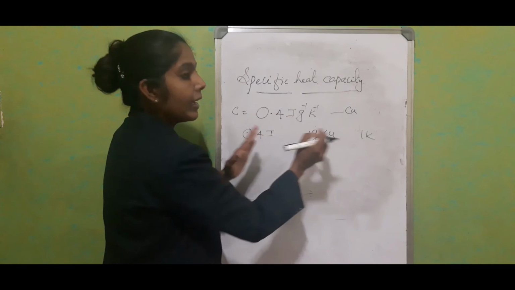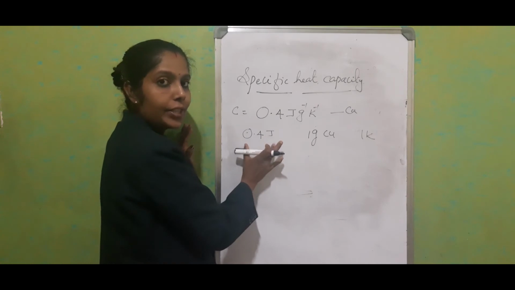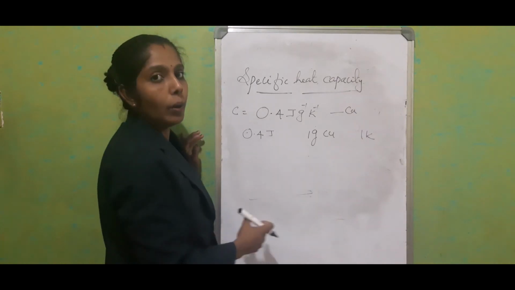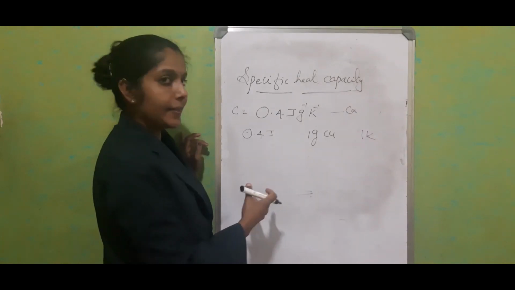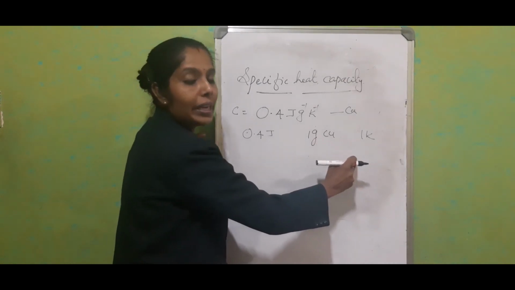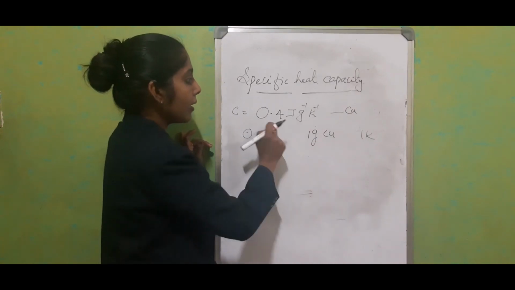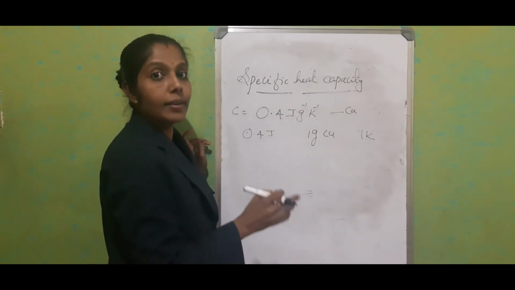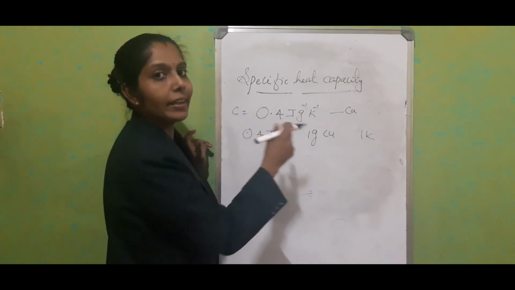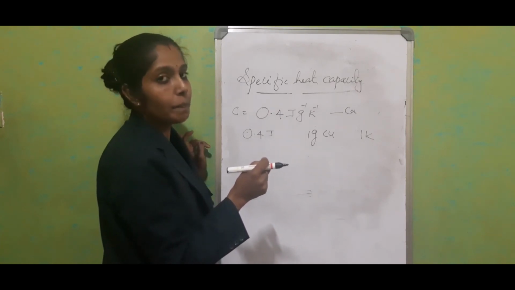So we are just splitting the terms. This much heat energy is required by 1 gram of copper to increase the temperature through 1 Kelvin. Or else we can tell that the heat energy required by 1 gram of copper to increase the temperature by 1 K is 0.4 joule. So three different concepts should be split, and that is the way we have to represent this if the specific heat capacity is given as 0.4 joule gram raised to -1 and Kelvin raised to -1.